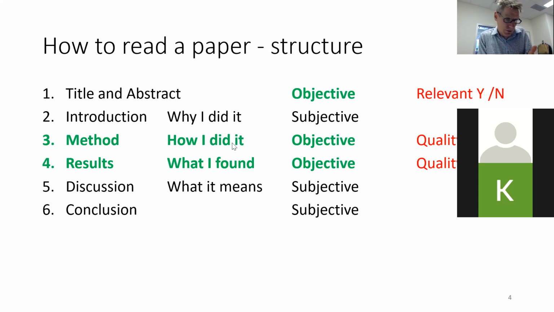And so if an author has written the methods properly, then that should enable anybody else to take that method and reproduce the study in another environment and see if they come up with a similar result. And so the method should be written in a way that helps other scientists or other clinicians, other researchers to know exactly how you did it. So that's what the method should be, how I did it. And then the results should be what I found.